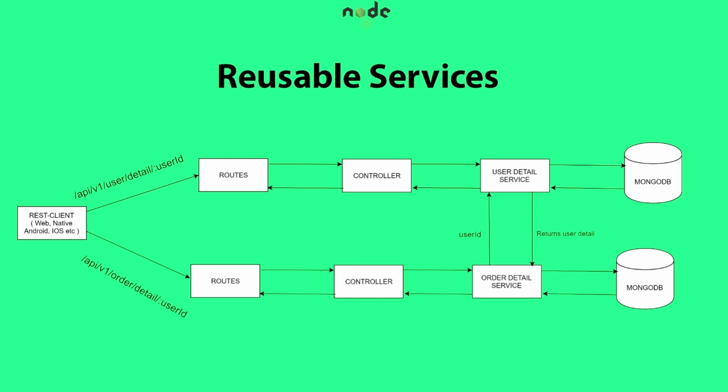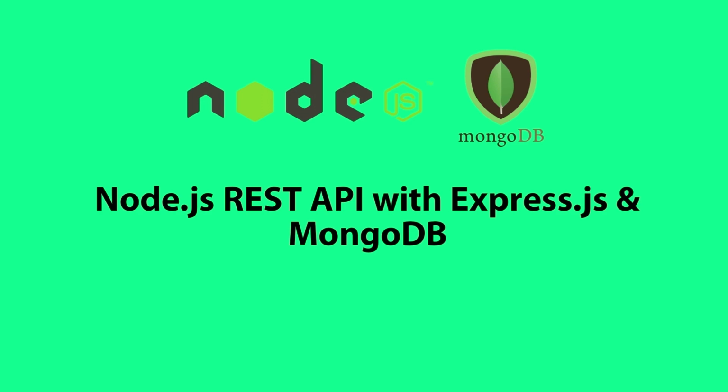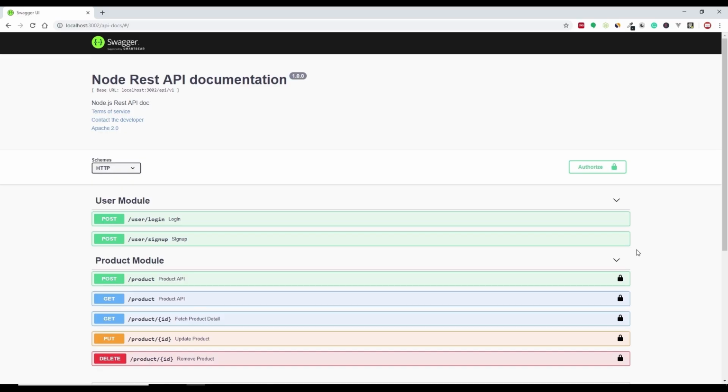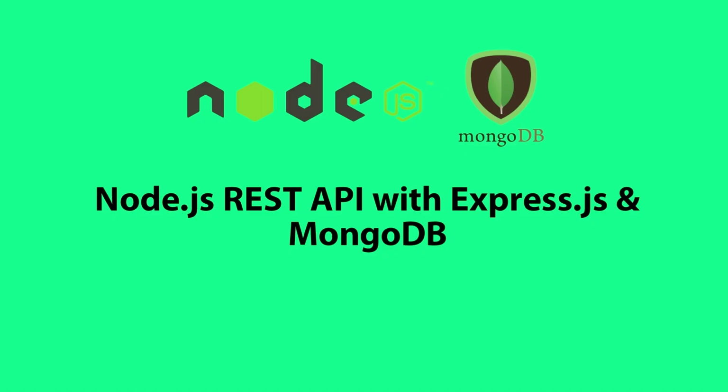At the end we are also going to document our API using the Swagger library. This course has everything you need to build the REST API with Node.js, Express and MongoDB.